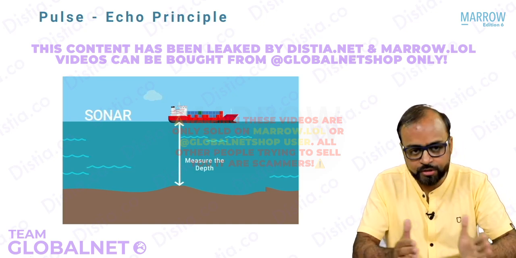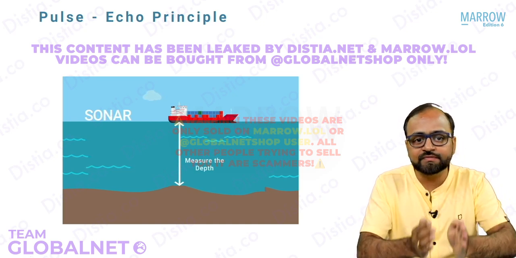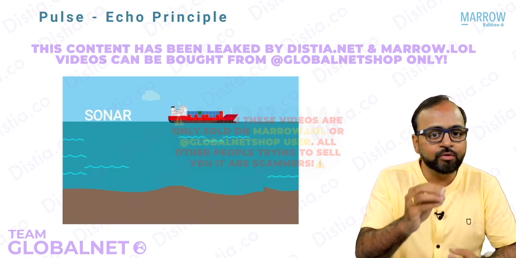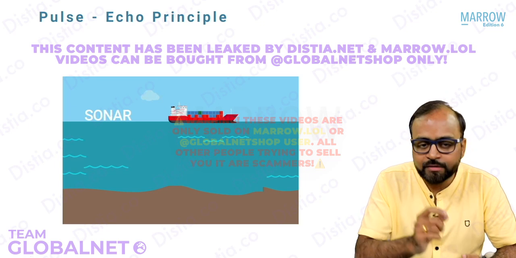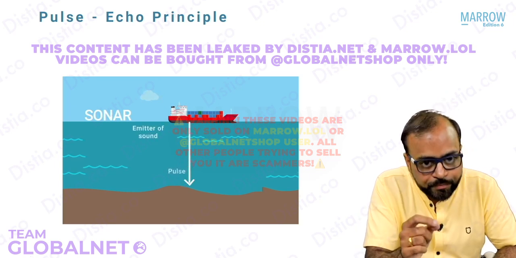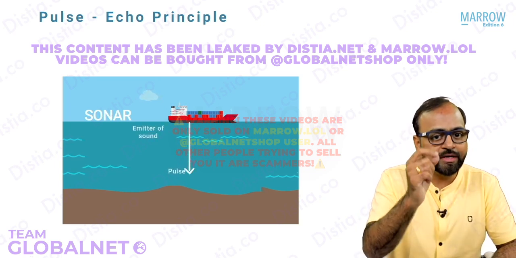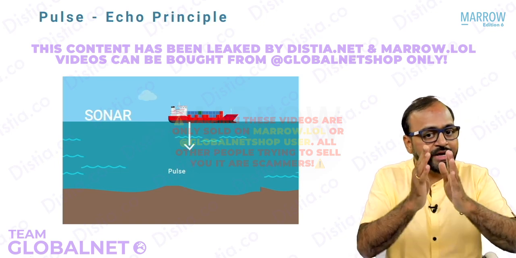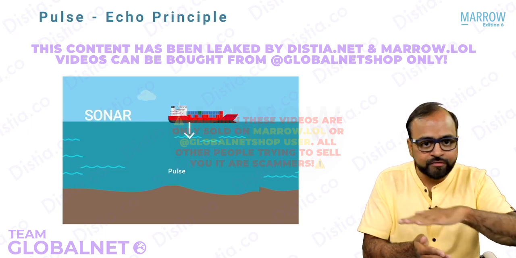So I have sent this ship, right? It is sailing, and its function is to measure the depth of the ocean. Now, how did the sonar technique work? See, at the bottom of the ship, there is an emitter of sound. This emitter of sound is going to emit a pulse. Can you see this? The pulse is being emitted. This pulse is going to travel downwards, and it is going to hit the floor of the ocean.